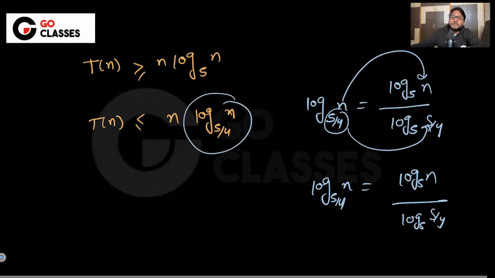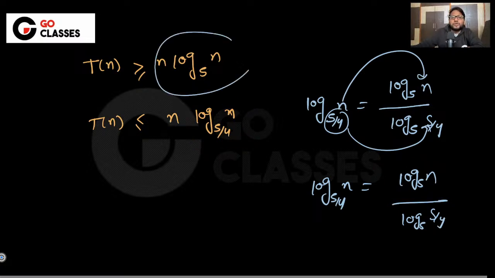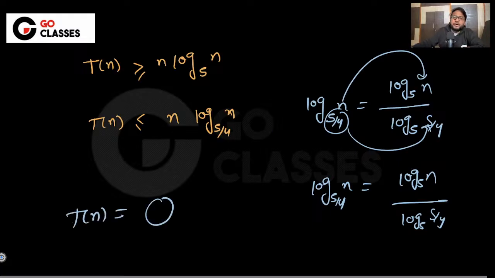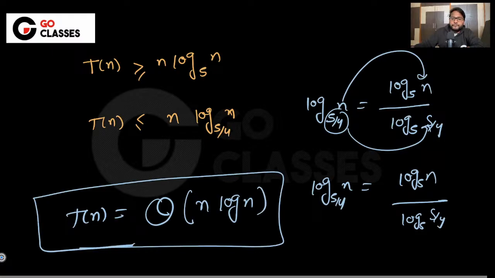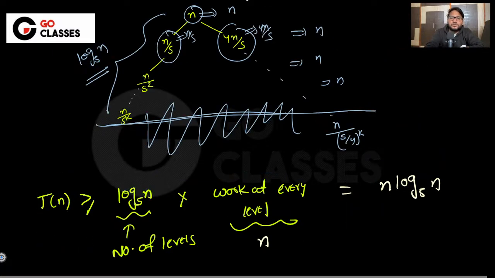So that's why these two terms are actually equal. So you can just say that Tn is nothing but theta of n log n, because the base doesn't matter. Okay, so that's how you can solve using the tree method. See, you can solve this using the tree method.